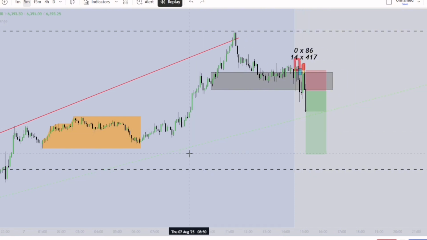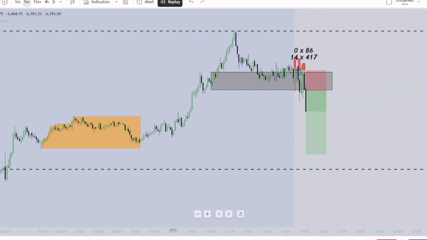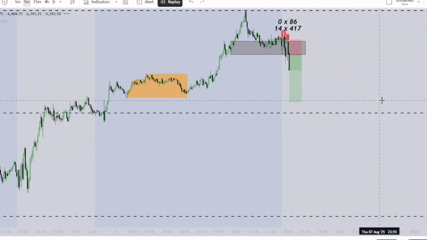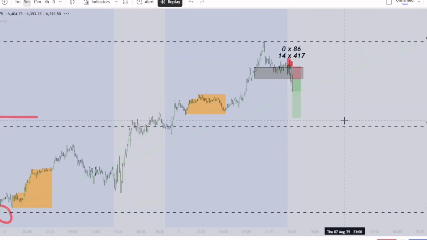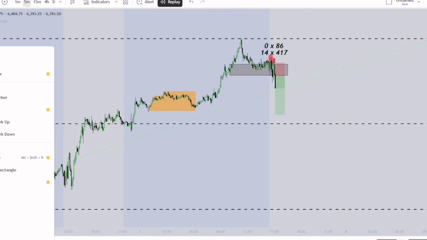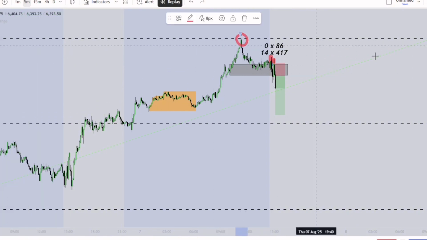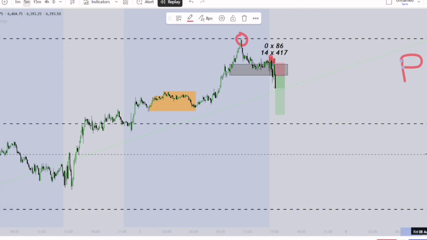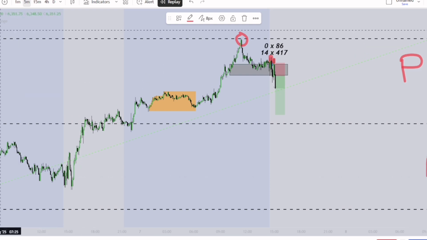Now, the reason I say that is because of a couple of things. First of all, let's zoom out on the 5 minute. On the 5 minute, we have our structural low down here and our structural high up here. This shows us that we are in a dealing range that's bullish, but we're in the premium. Ideally, we want to be selling into a discount.